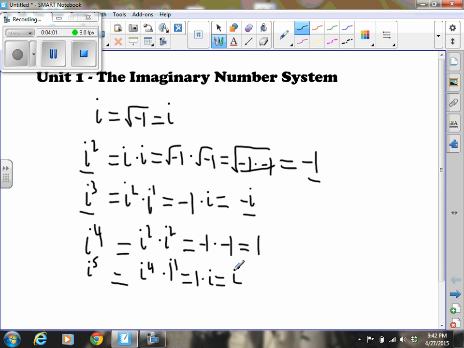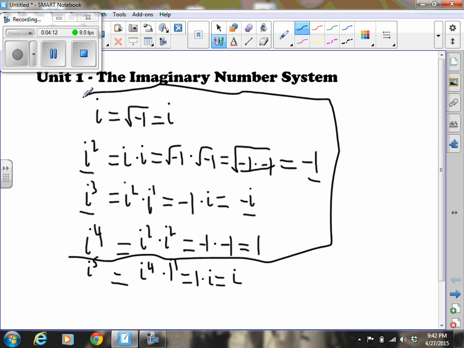And I'm noticing that those four answers, i, -1, -i, and 1, are constantly repeating. So these four are really all I need to remember. i is equal to i, i to the second is equal to -1, i to the third is equal to -i, and i to the fourth is equal to +1. This is the base of the imaginary number system.